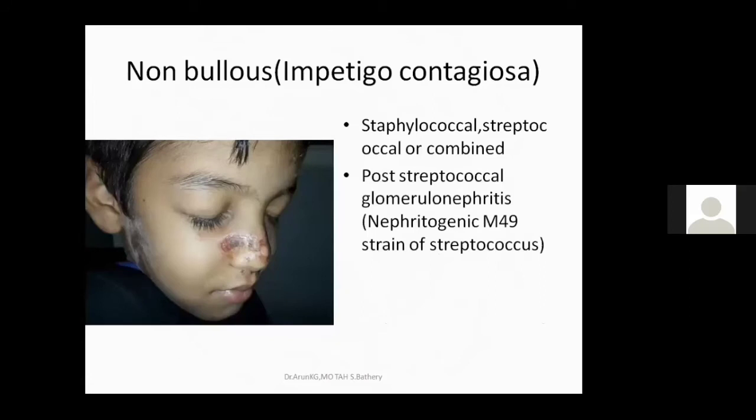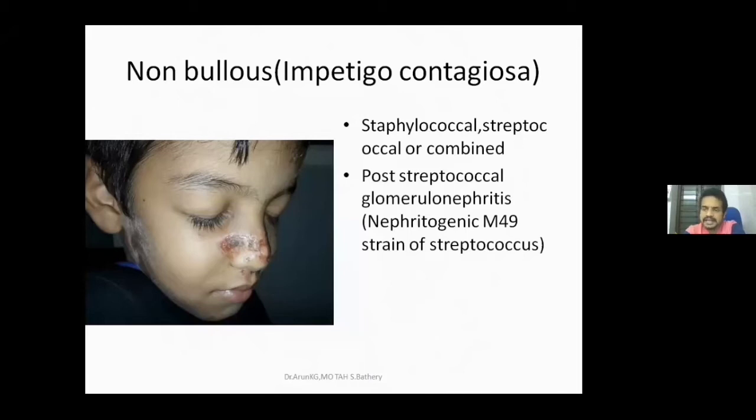Impetigo is of two kinds, as we saw in the previous slide: non-bullous and bullous. Non-bullous is more dangerous. It is also called impetigo contagiosa. It usually happens due to staphylococcus or streptococcus or combined infections. We should keep in mind there is every chance of post-streptococcal glomerulonephritis in non-bullous impetigo.